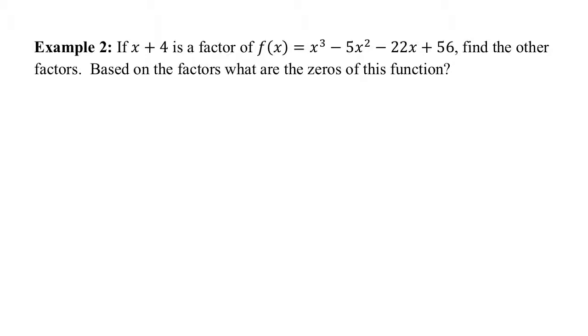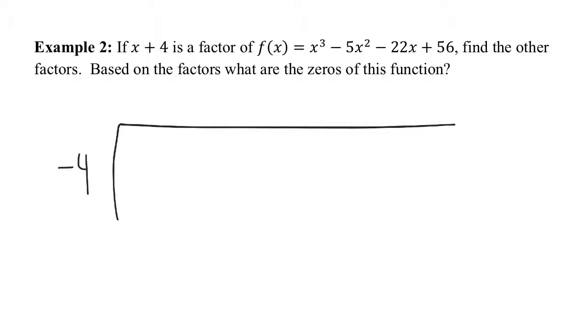If x plus 4 is a factor of this, find the other factors. Based on the factors, what are the zeros of the function? All right, not bad. So I'm told already that x plus 4 is a factor. So what am I going to do if I plug it in? First of all, what am I plugging into my synthetic table? What number is going to go on the outside if I'm trying to figure out the other factors? Regina, what are we going to use? -4. Yeah. And again, I'm going to use -4 out here. And along the top, I'm going to put my coefficients.